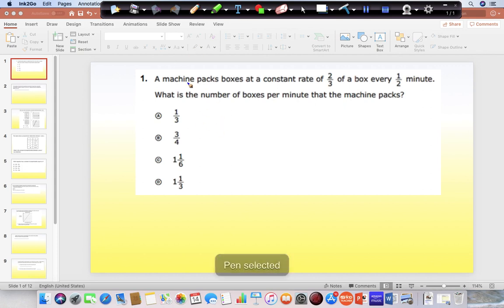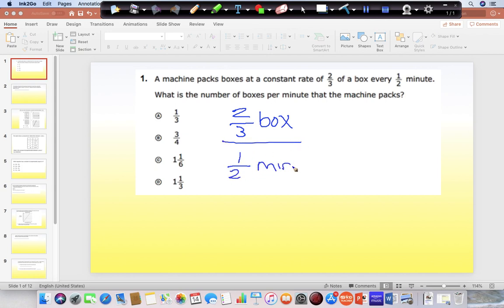It says a machine packs boxes at a constant rate of 2/3 of a box every half minute. Okay, what is the number of boxes per minute? That means per 1 minute that the machine packs. So I'm going to turn this into a proportion. We want to figure out how much for just 1 minute, and we are solving for x.